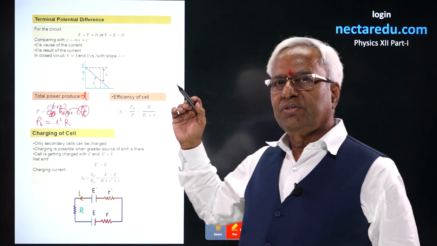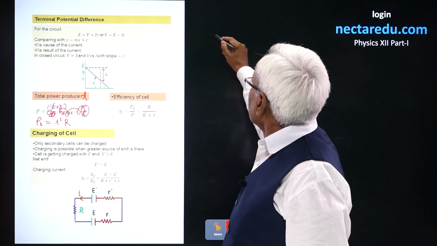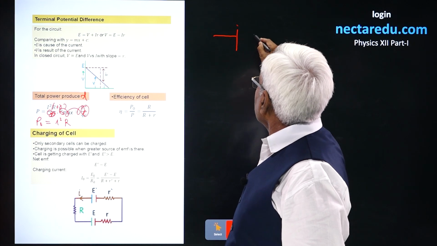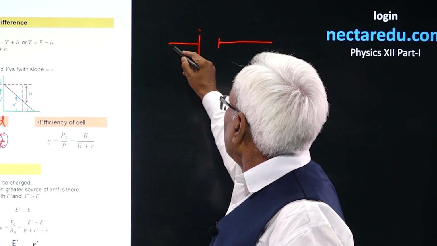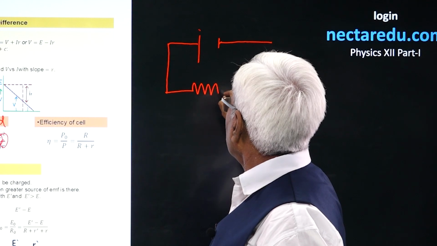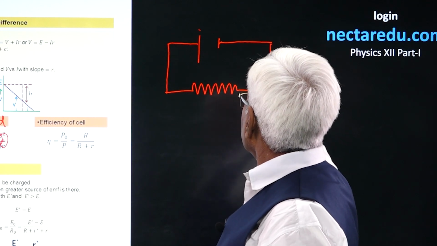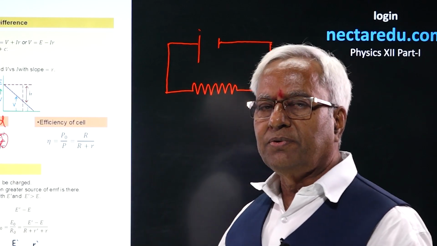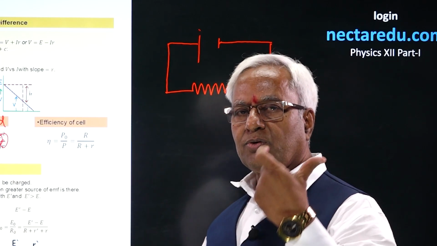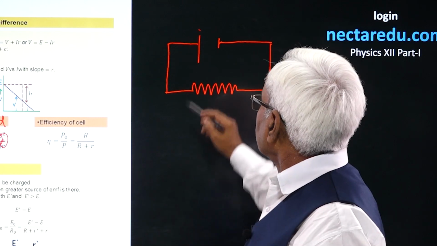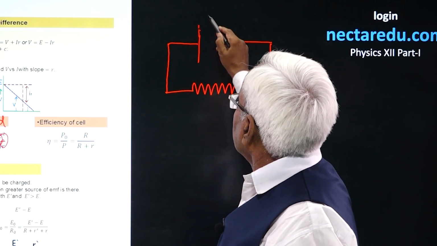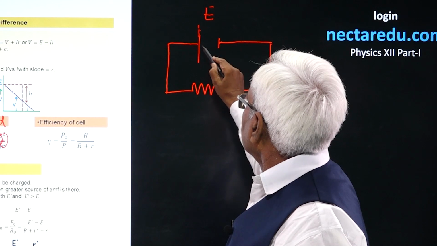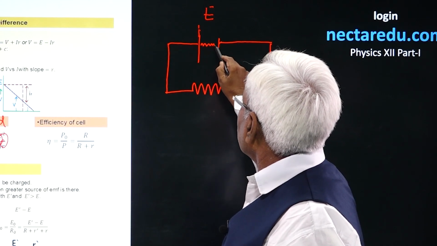Terminal potential difference. To make it crystal clear, I draw the diagram of internal resistance inside, which is not shown here, but you know already I've told you that internal resistance is always within the cell. So this is one cell having EMF E. Internal resistance is within this.